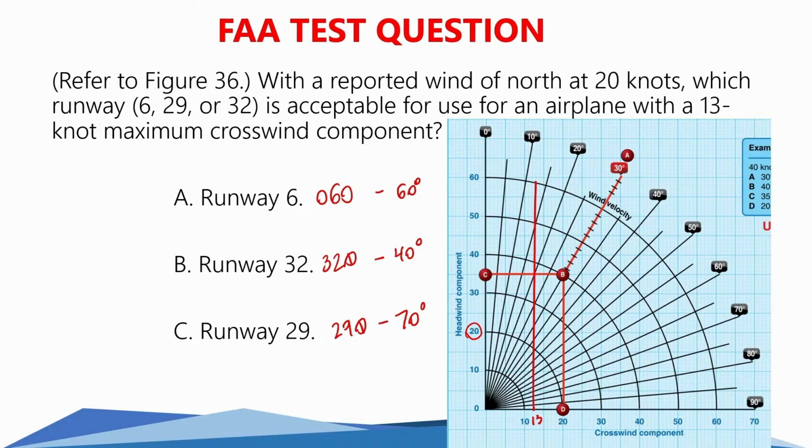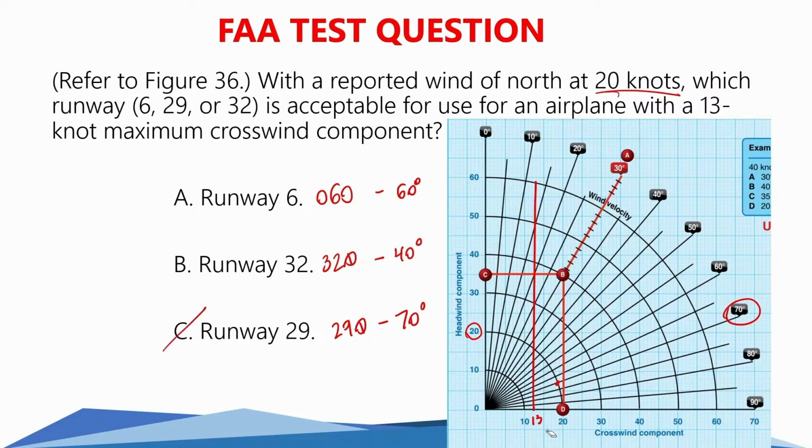So I'll go to the extreme one at the end, runway 29. I'll start with 70. And if I were to follow this down, we're looking at 20 knots here. So if I were to continue this line down to here, that's where the 20 knot marker is. And you can see that that's well above 13, right? That's definitely to the right of 13. So that's not going to work because it exceeds, in this case, our maximum crosswind component.